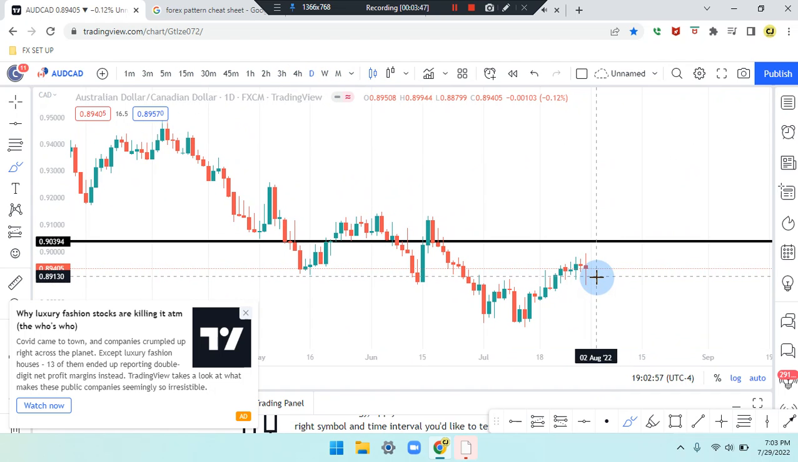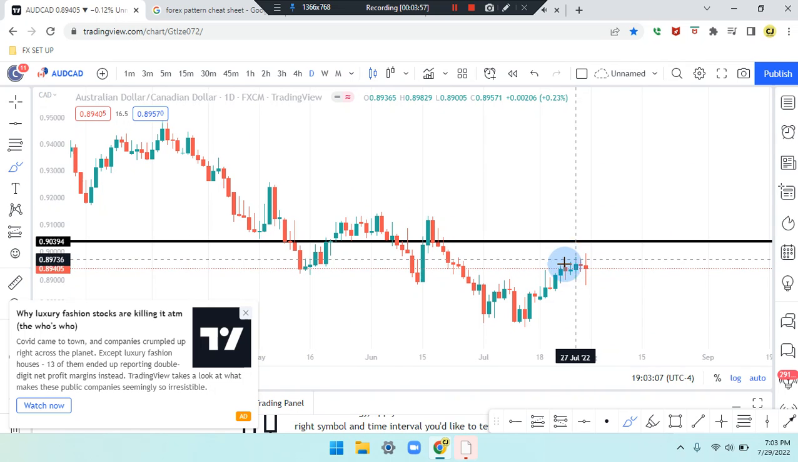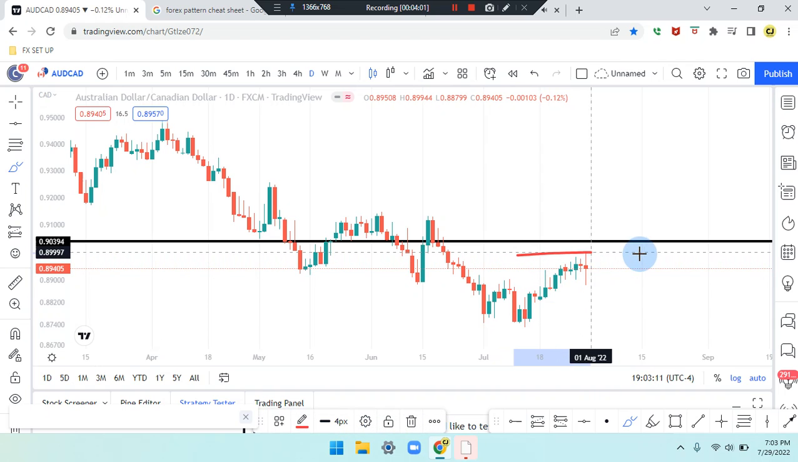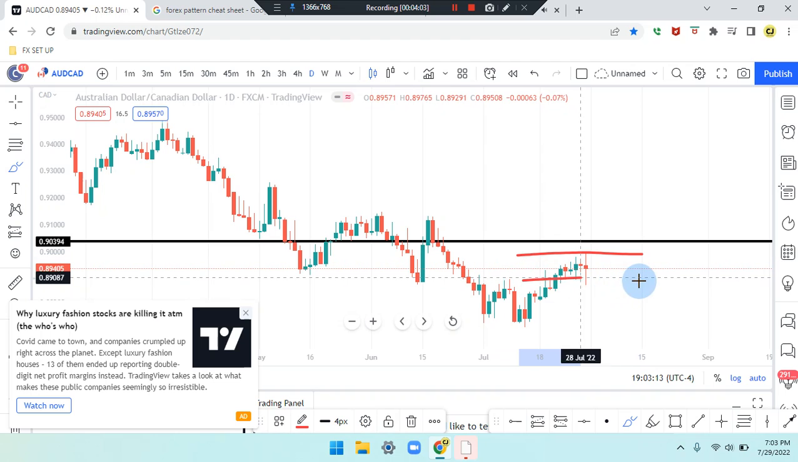Heading down to the daily time frame. Price action on the daily time frame is a bearish doji. The second last, third last, fourth last, fifth and sixth candles are all within the range of that huge doji, so that's the market consolidating.